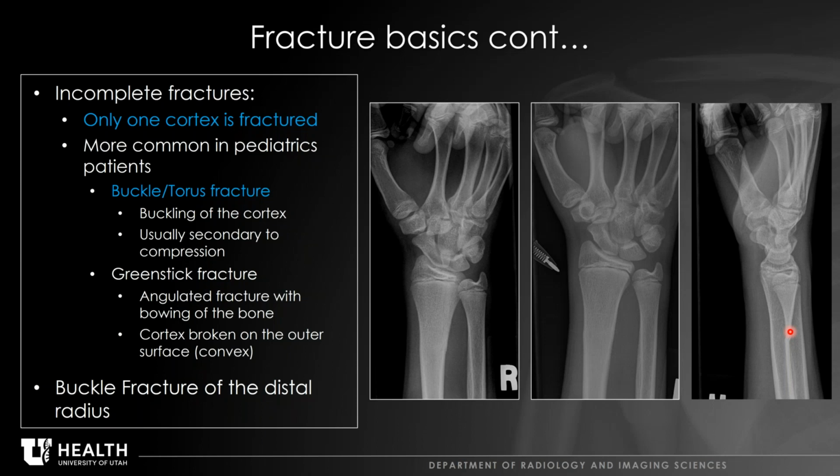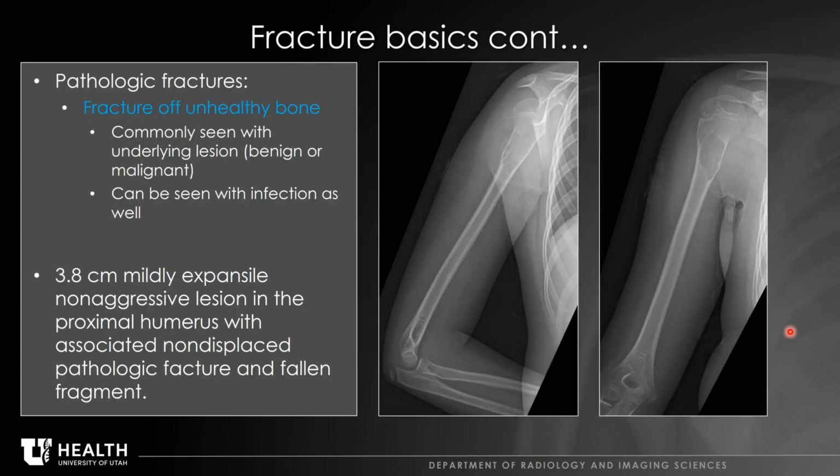So Greenstick fracture is somewhat of a variant, but it's an angulated fracture with bowing of the bone, and only one cortex, and that's on the outer surface of the convex surface, is fractured. And I have an example of that in a minute.